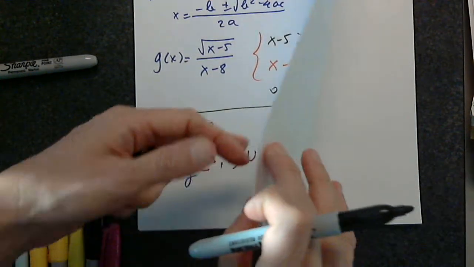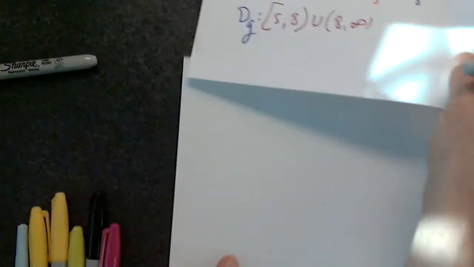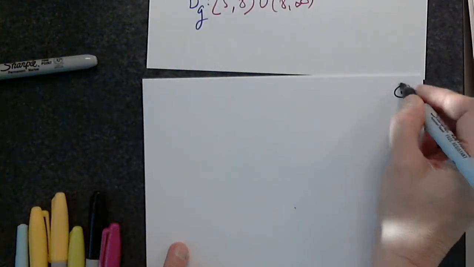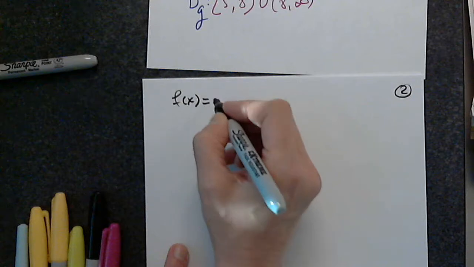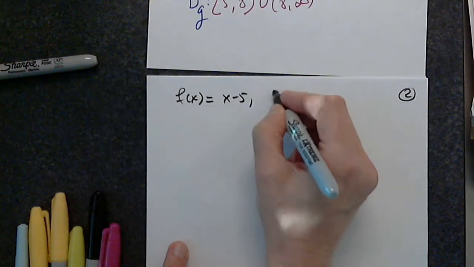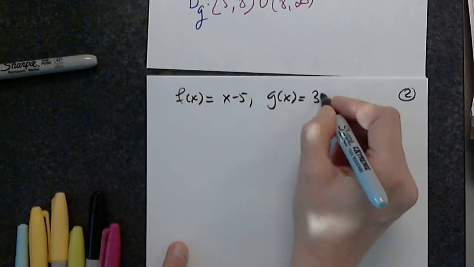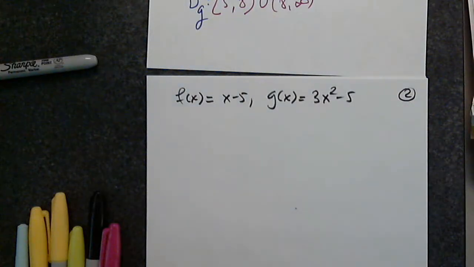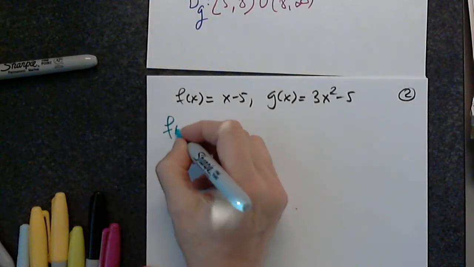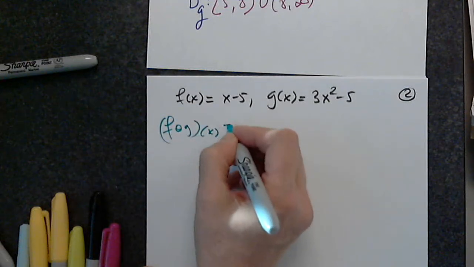Next one. We are given two functions, f and g. So here's f equals x minus 5, and here's g, 3x squared minus 5. We're asked to find f comma g and g comma f and evaluate both when x is 0. I'm going to determine them and then evaluate right away. So first, let's find f comma g of x.